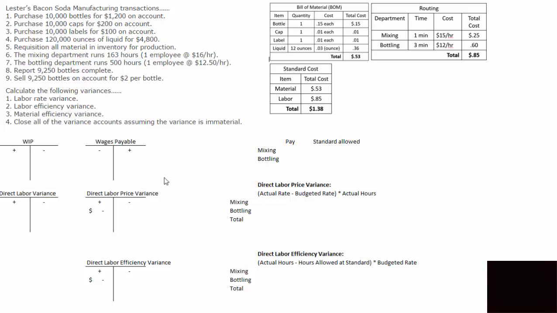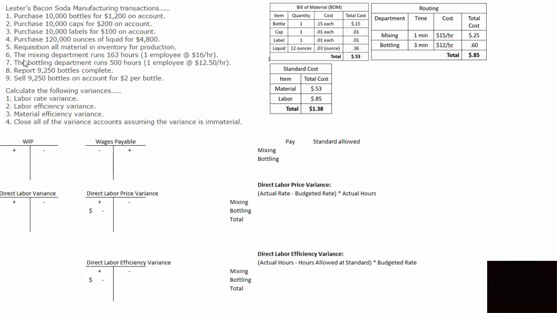So here's how I'm going to do this. I'm going to first figure out what's going to work its way through our manufacturing costs for labor. And we said with a standard costing system, the amount that goes into the work in progress account is the labor costs at standard cost. So I have this standard cost sheet here, and it tells me what my labor costs are right here, 85 cents a bottle. And it breaks that down further into the two departments that I have.